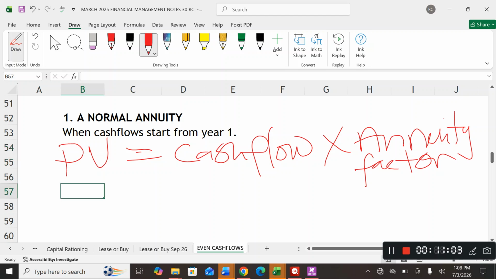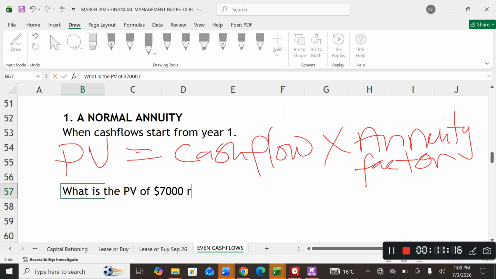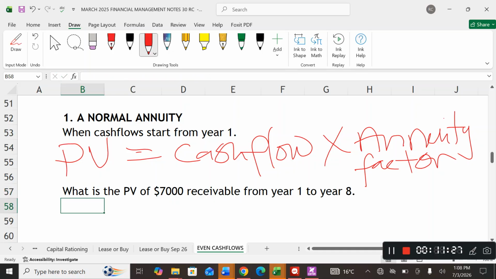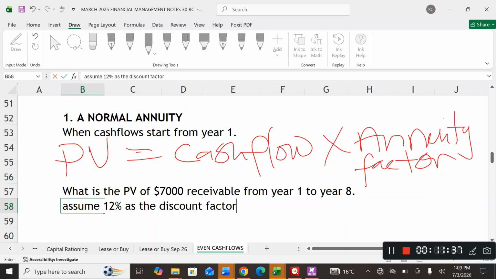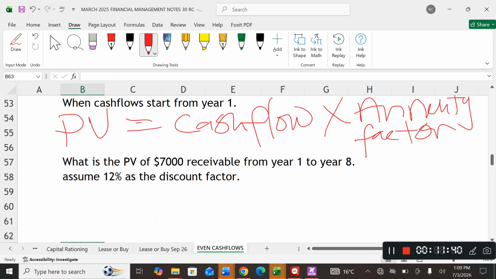Let's quickly have an example. What is the present value of 7,000 receivable from year one to year 8? Assume 12% to be the discount factor. I have 12% as my discount factor.